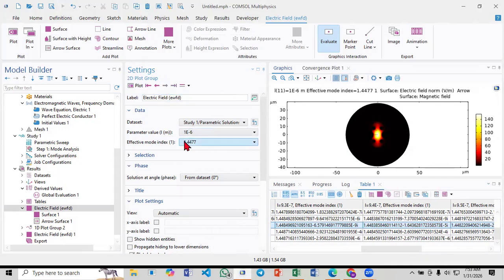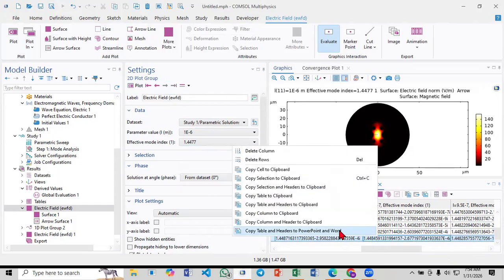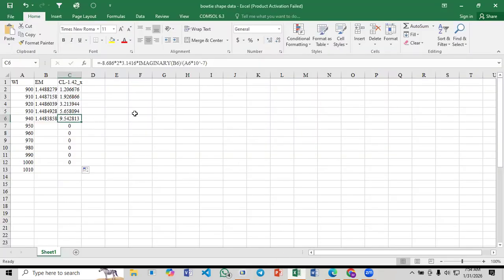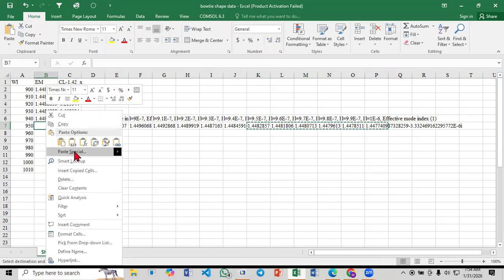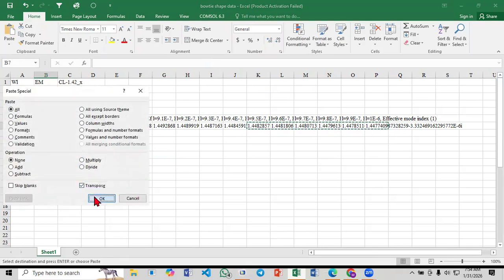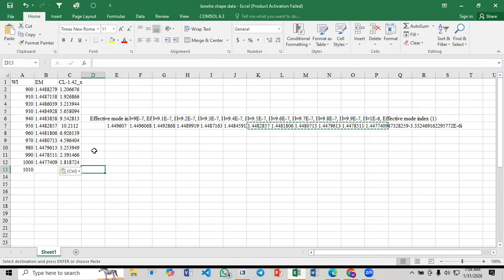For all other wavelengths, the position of the effective mode is the bottom of the column. So you have to select this bottom one and then copy selection and headers to clipboard, and paste it here. From 950 you have to copy till 1000. Then paste special, then transpose. Here you go, we got the result.